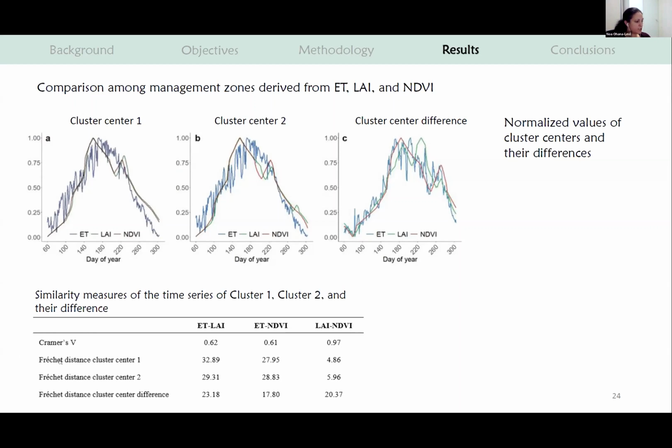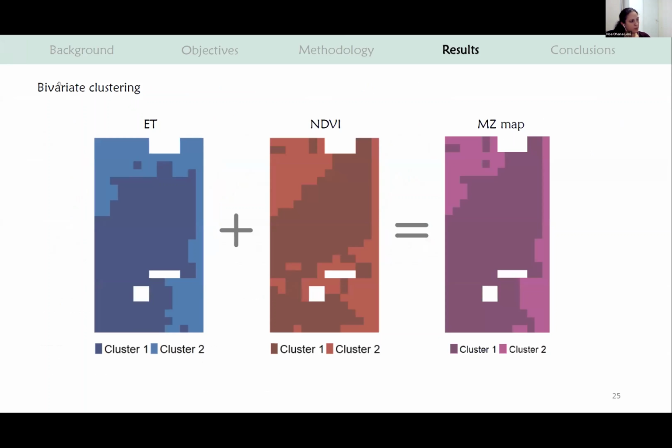And the Fréchet distance is a distance measurement just to see how aligned these lines are. And we see, of course, that cluster centers 1 and 2 for LAI and NDVI are quite similar. And for the multivariate clustering, since NDVI and LAI are practically the same map, we decided to use only one, so it's a bivariate clustering.